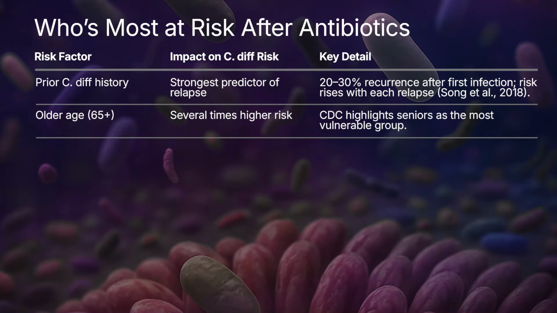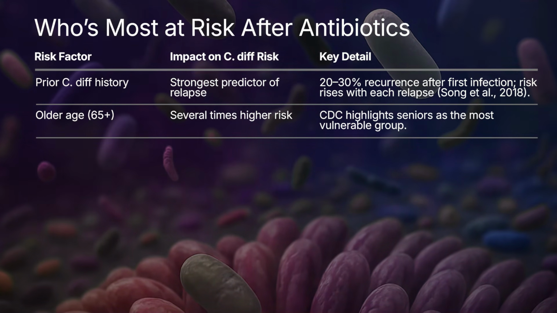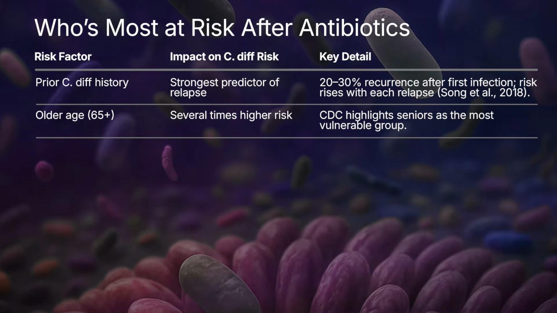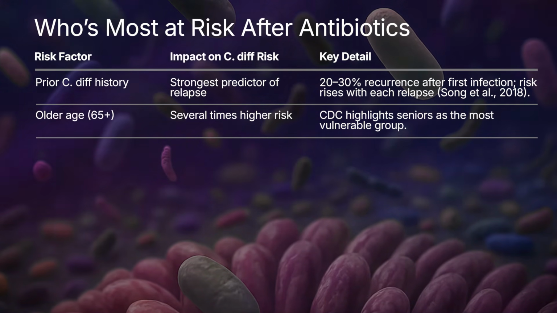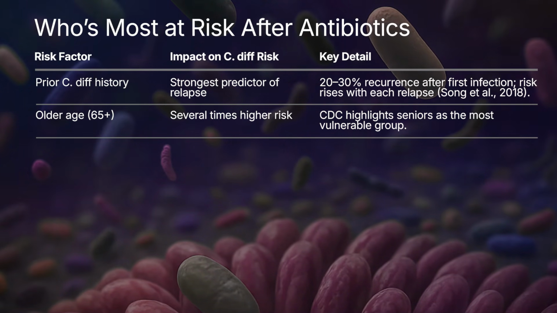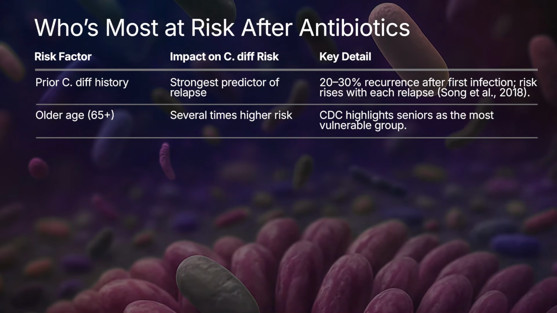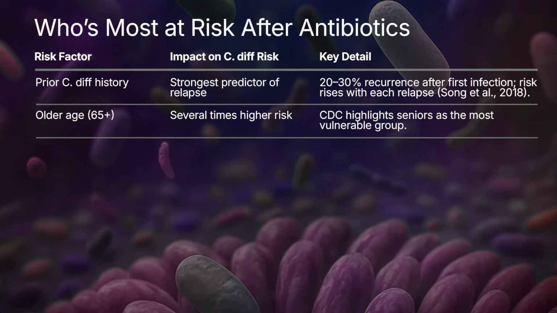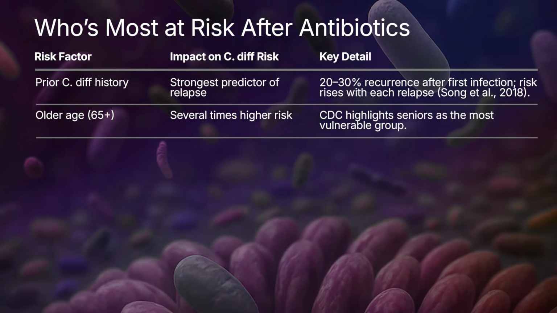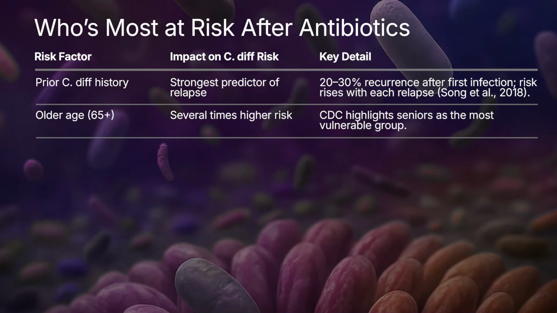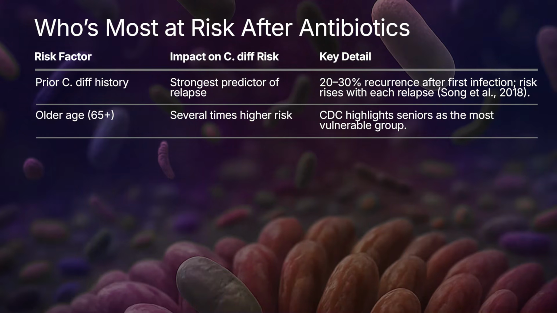Now, another factor is age. Studies show people over 65 are several times more likely to develop C. difficile after antibiotics compared to younger adults. The Centers for Disease Control, the CDC, even highlights this age group as the most vulnerable.